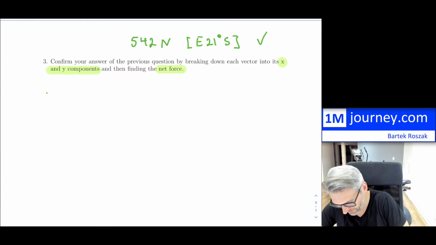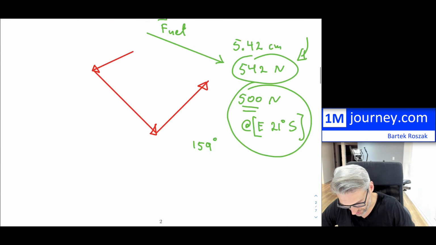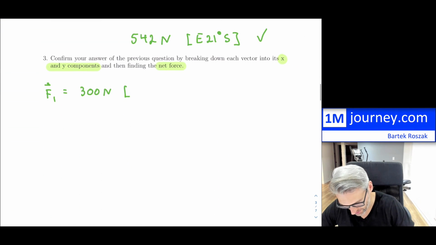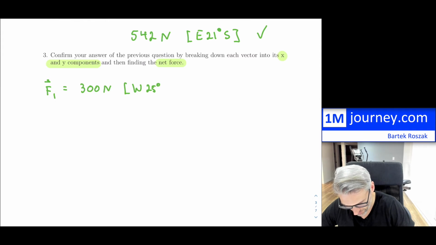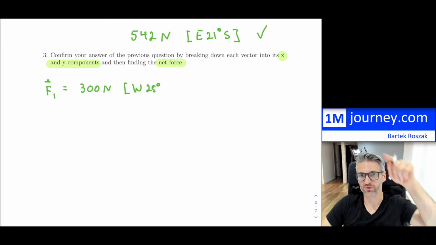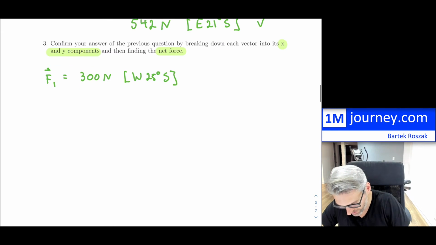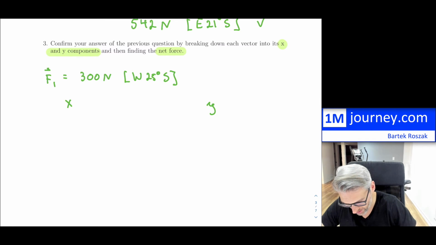So my first one was 300 newtons, at 25 degrees, starting from west. Now I'm saying west, but there are really no directions there; I'm just creating those directions for myself. You can say it's 25 degrees added to 180, 180 plus 25, whichever way you want to do it is fine. This is just for reference for me. So that's the first one, and it's going to have an X component and a Y component.